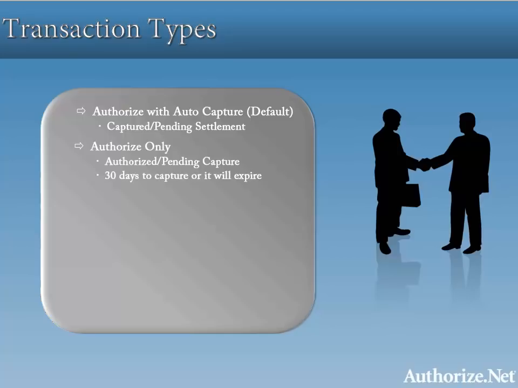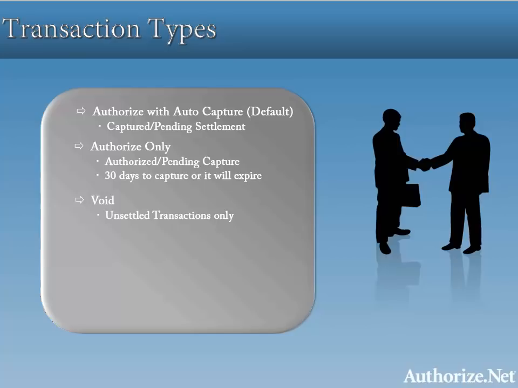Authorize only will authorize a transaction but will not capture it. The status of these transactions are authorized pending capture. You will need to go to the unsettled transactions area of your merchant interface to capture it before it will settle. You only have 30 days in which to capture this type of transaction before it expires. If it expires, you can no longer capture those funds and would have to reprocess the card. Examples of businesses that might use this type of transaction are hotels, car rentals, or any other businesses that will capture funds when they actually ship the product or offer the service.